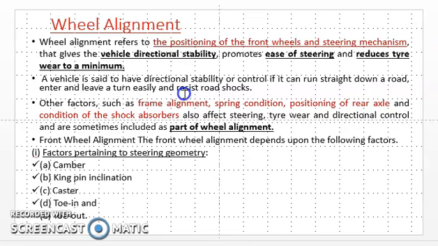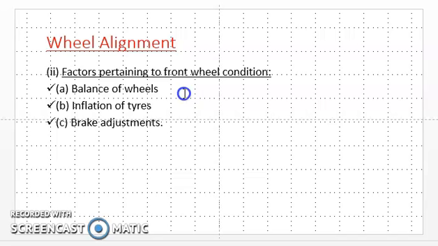And after that, we have seen the factors pertaining to wheel condition: balance of wheels, inflation of tire, and brake adjustments. Apart from that, I have also discussed what setback is, especially for the front wheels. If they are not parallel to each other, or we can say that one wheel on the axle is in front of or behind the other wheel in relation to the chassis frame, then it is called setback. It is also not desirable.